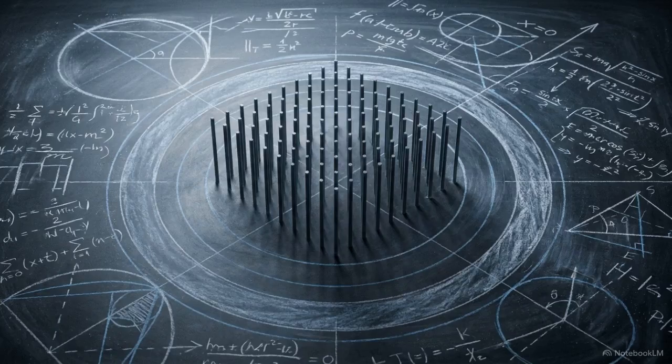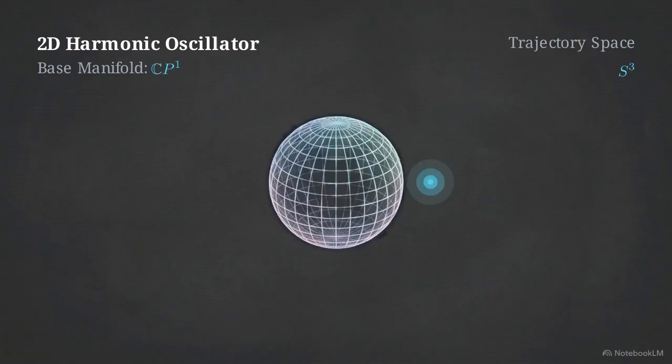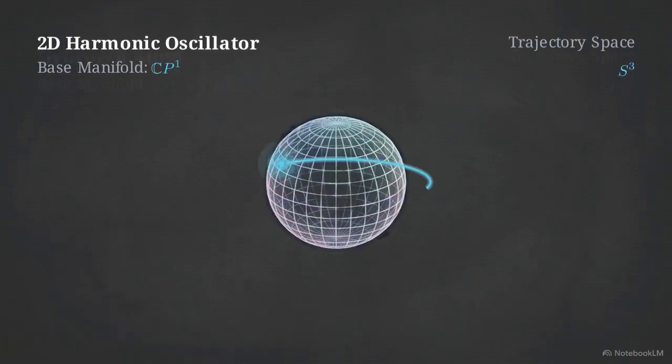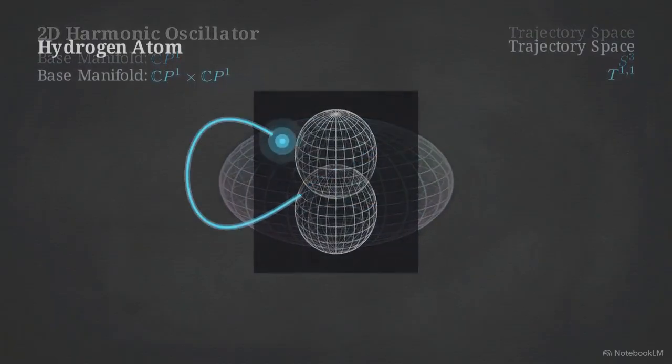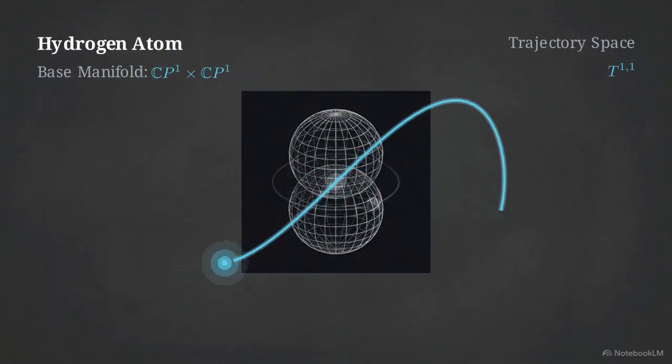This geometric framework extends far beyond the harmonic oscillator. Using Kustaanheimo-Stiefel regularization, we map the classical Kepler problem into this exact same bundle geometry to accurately describe the hydrogen atom.